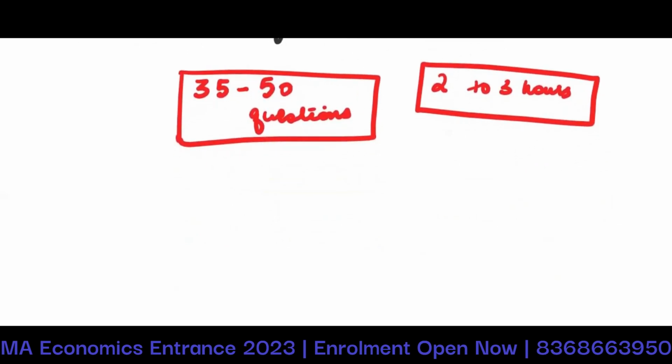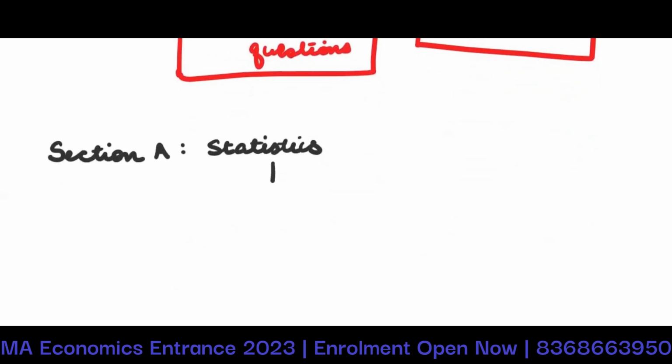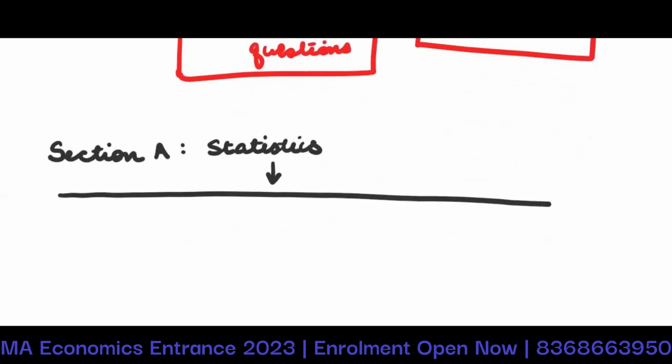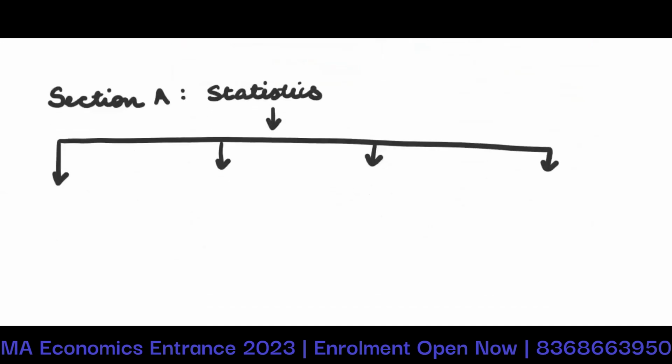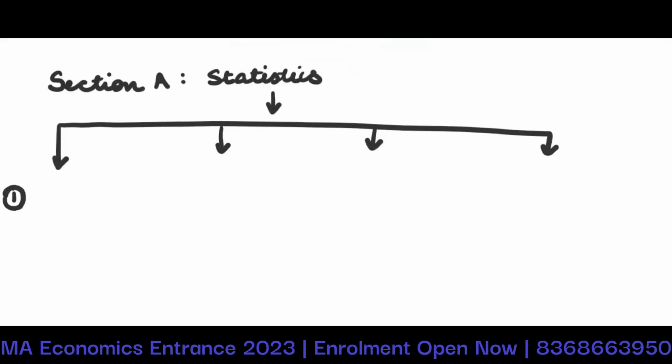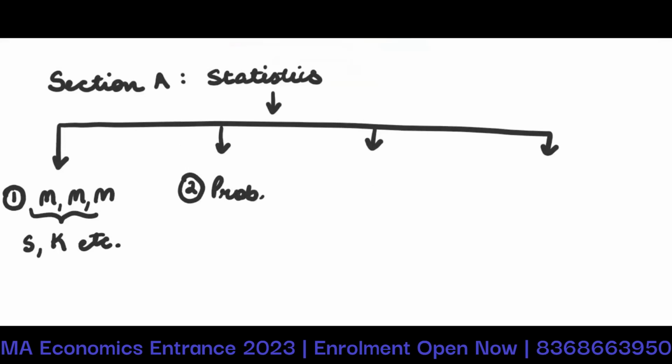Now let's go ahead and talk about the different sections. So the first section that is asked in this exam is the section related to statistics. I usually divide the entire statistics in 4 main parts. The first is related to the measures like mean, median, mode, all central tendencies, skewness, kurtosis, etc. The second part of statistics is completely related to probability distribution.